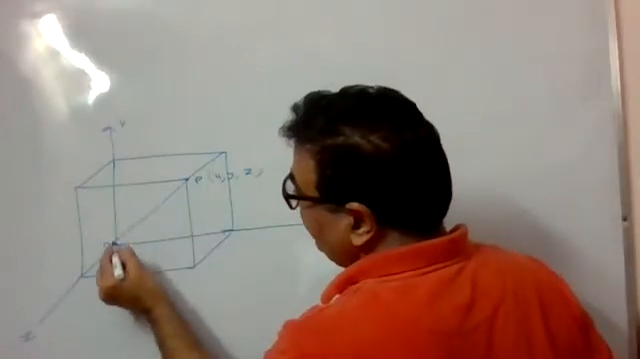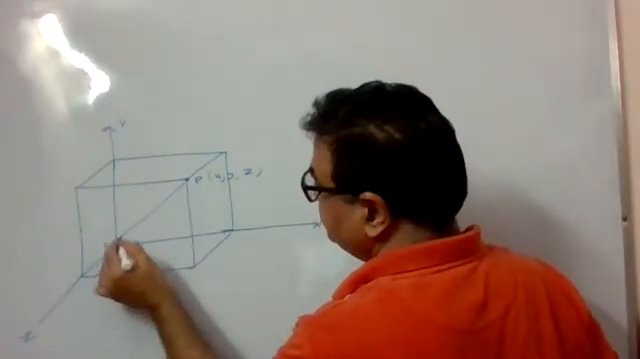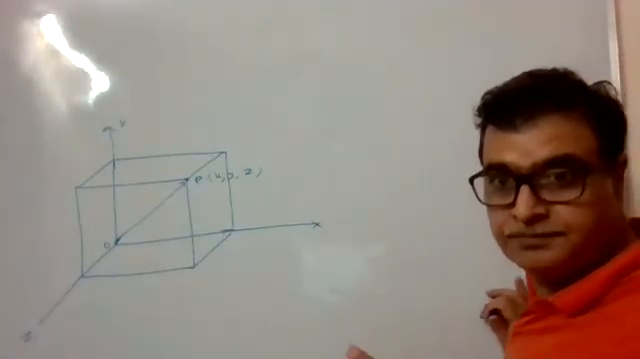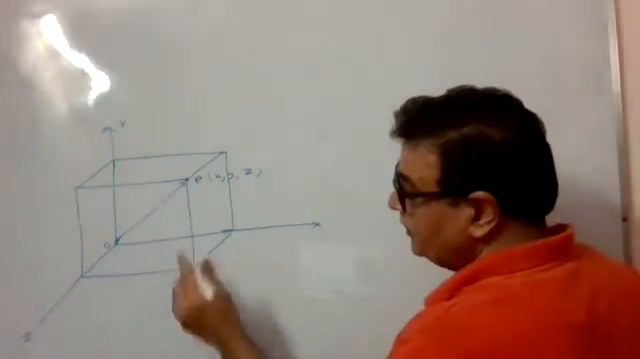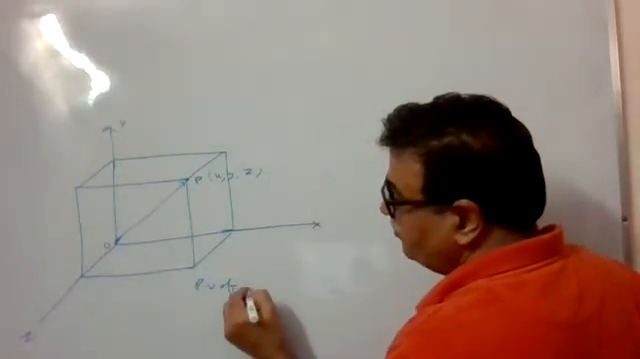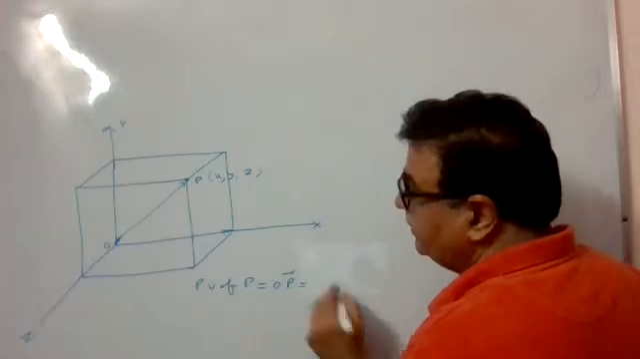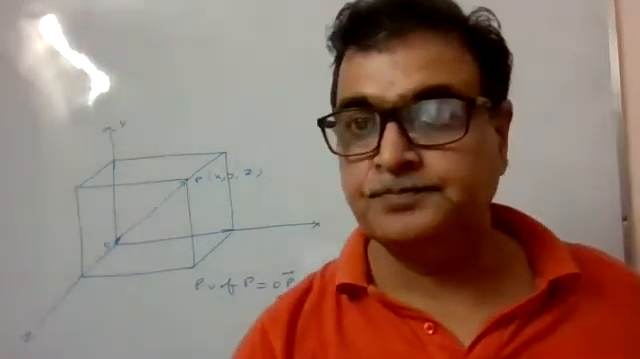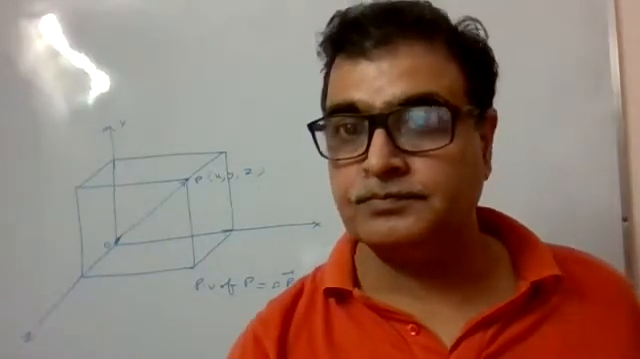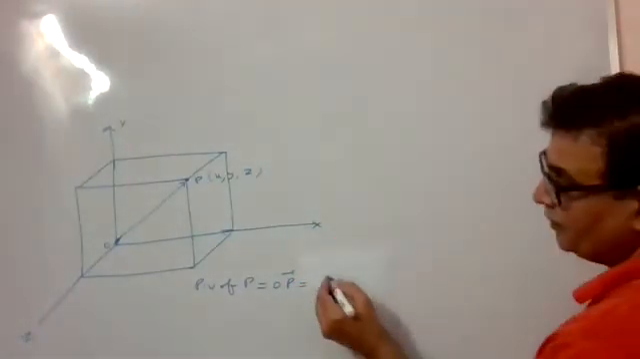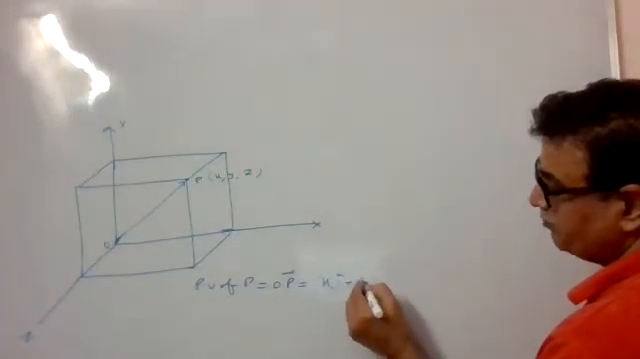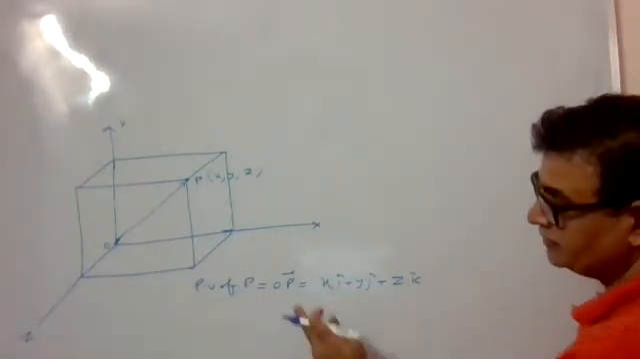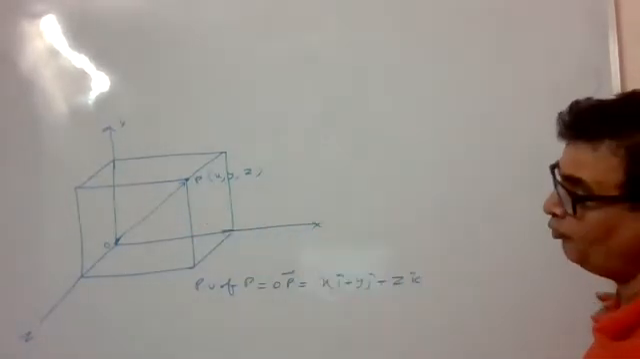And if you take the vector OP, then OP will be the position vector of point P, that is OP vector. And as it has three coordinates, we should have OP vector as xi plus yj plus zk. This is your OP vector. This is the position vector of point P we can have.